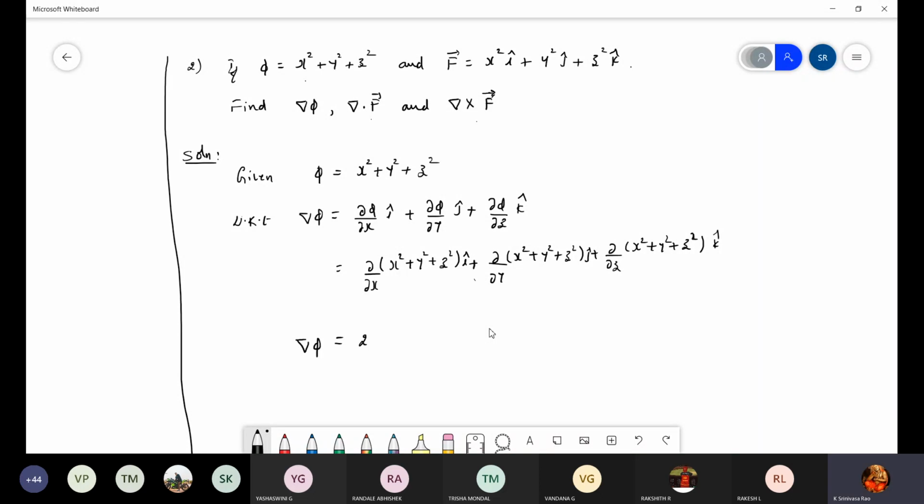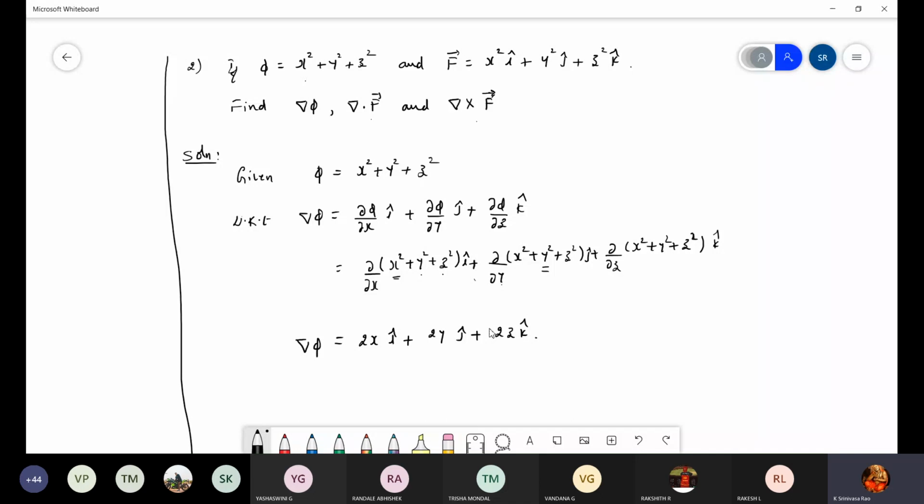2x, only x square you have to differentiate, remaining two terms become 0. So 2x i cap plus, similarly second with respect to y, you have to differentiate only y square. So remaining becomes 0. So 2y j cap plus 2z k cap. So this is the solution of first one, grad phi. See, this is a question paper problem for 6 marks because it is given simple equations. Even divergence as well as curl also you will get easily.